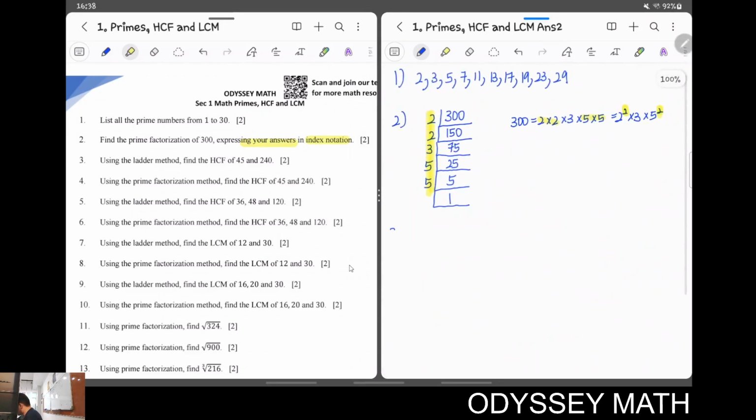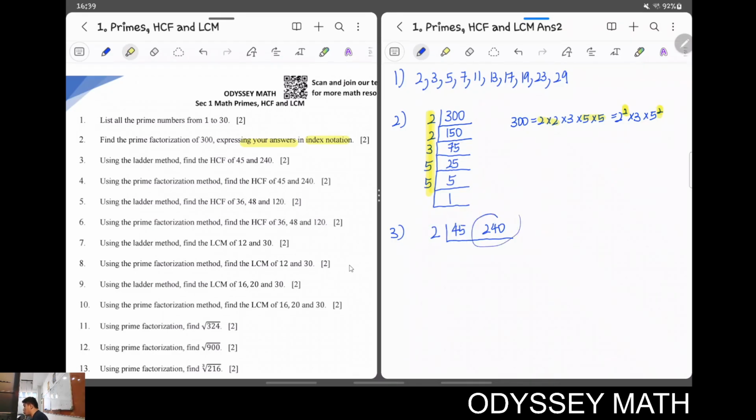Now let's move to question number 3. Using the ladder method, so this is the ladder method we're talking about. Find the HCF, the highest common factor of 45 and 240. So for 45 and 240, here we got two numbers side by side now. So how should you approach this is that you need to find a number that is able to divide 45 and 240 also nicely.